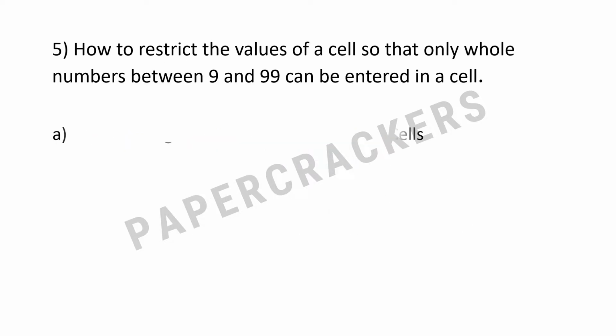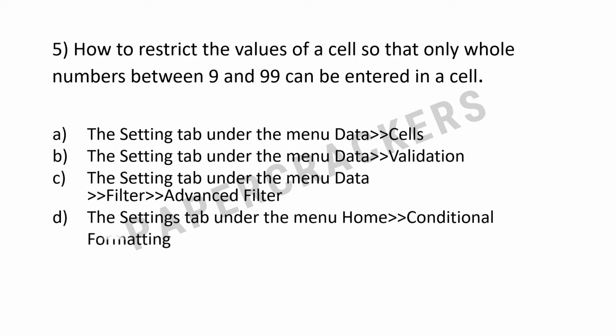Right? Question number 5. How to restrict the values of a cell so that only whole numbers between 9 and 99 can be entered in a cell? The setting tab under the menu data validation, the setting tab under the menu data filter advanced filter, or the settings tab under the menu home conditional formatting. And the correct answer is the setting tab under the menu data validation.